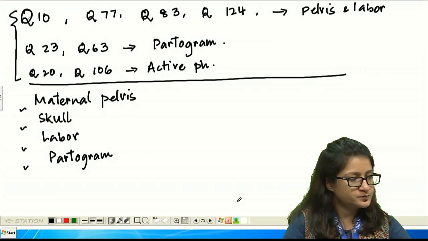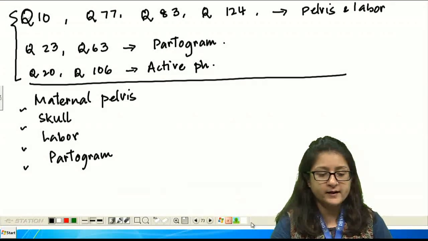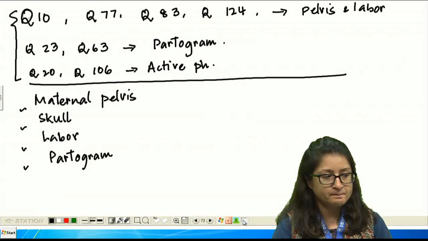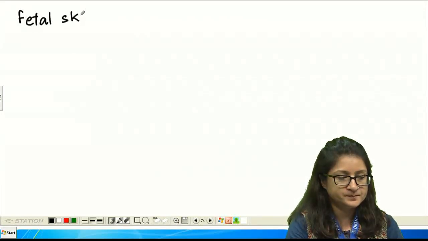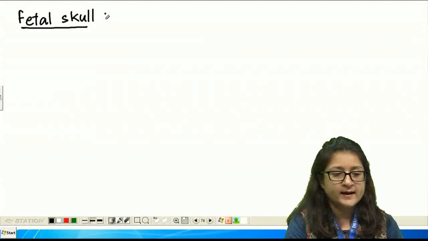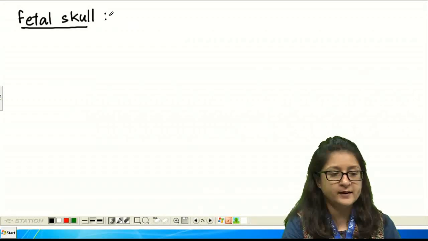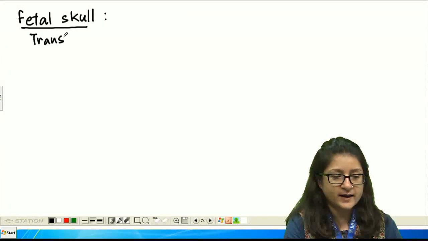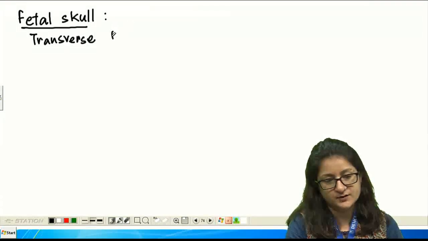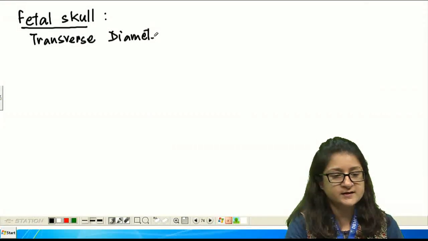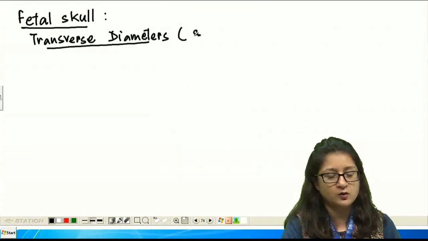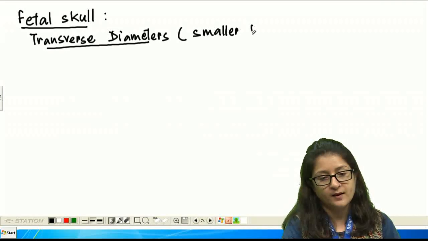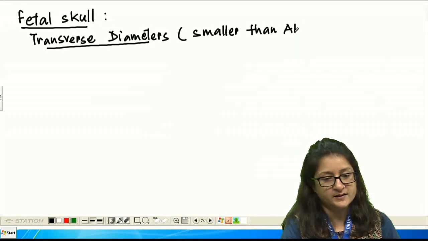Now talking about the fetal skull. Okay, what you have to remember? You have to remember what the transverse diameters are and what the AP diameters are, right? So let's talk about the transverse diameter first. You remember that the transverse diameters are always smaller than the AP diameters, okay?